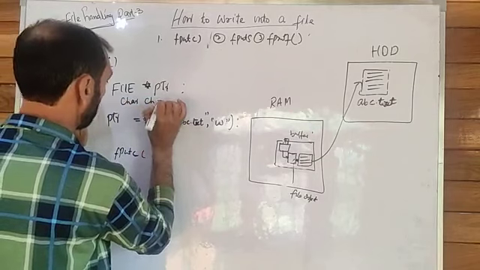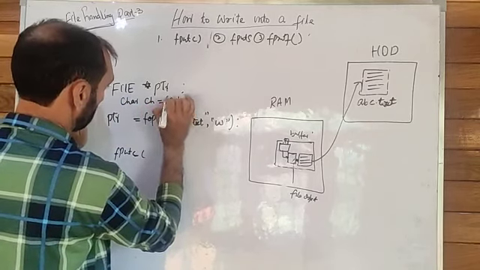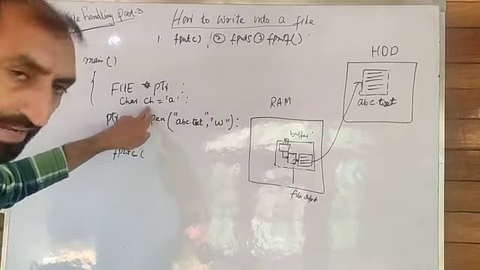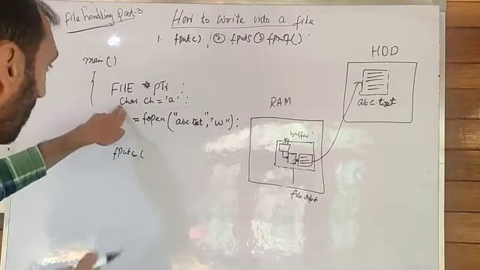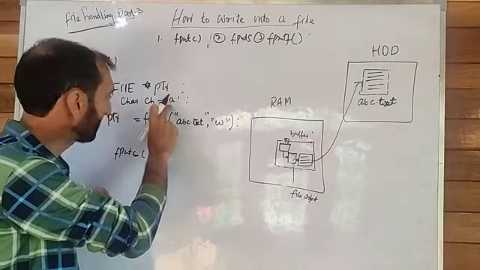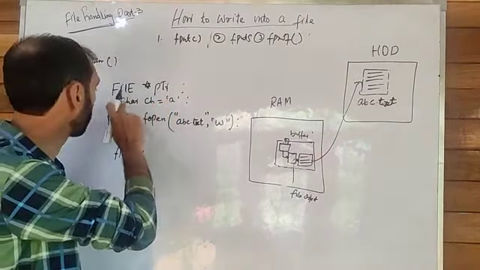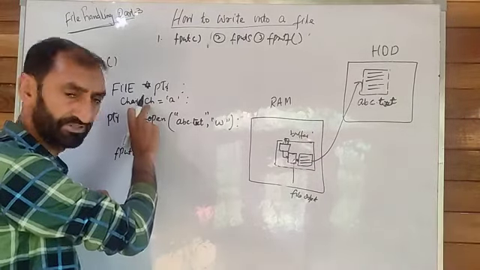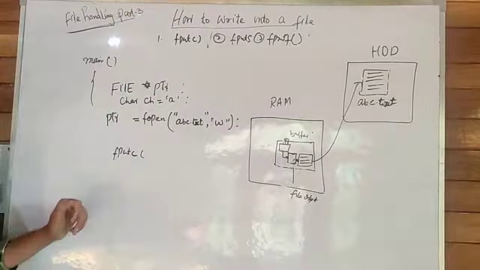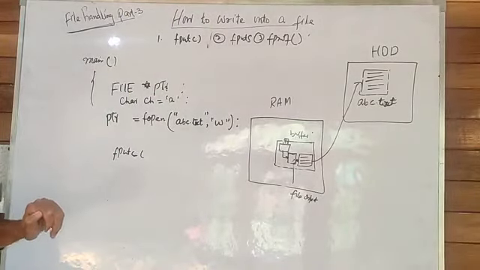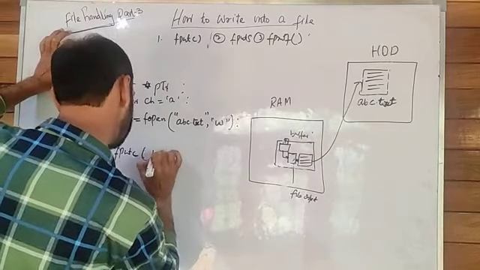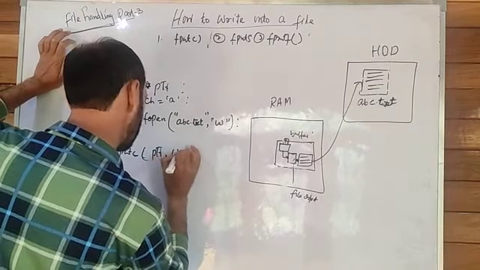ch equal to 'a'. Here I have declared a character. ch is a variable of type char, which I have initialized with 'a'. Here 'a' is the character which is going to be stored in ch, which is of type char. Now, what is the syntax? The syntax is simple: fputc(ch, ptr), that is it.